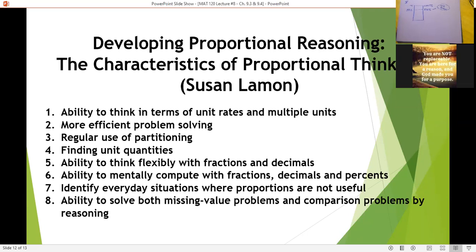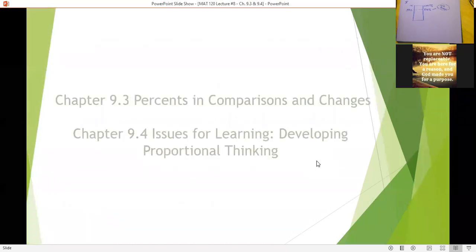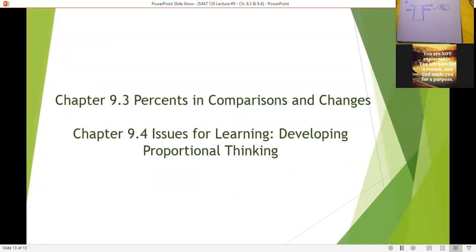And also Susan Lehman carries on with being able to identify everyday situations where proportions are not useful. And then the ability to solve both missing value problems and comparison problems using reasoning. So Susan Lehman has a very strong connection with all the different topics we're studying here, including the strip diagram, including the percentage questions, everything associated with ratios and unit rates and so on. And we want to be familiar with her ideas. And these are the characteristics of proportional thinking according to Susan Lehman. So please commit them to memory, study them, explore them, get comfortable with them. And we'll see you next time in class.